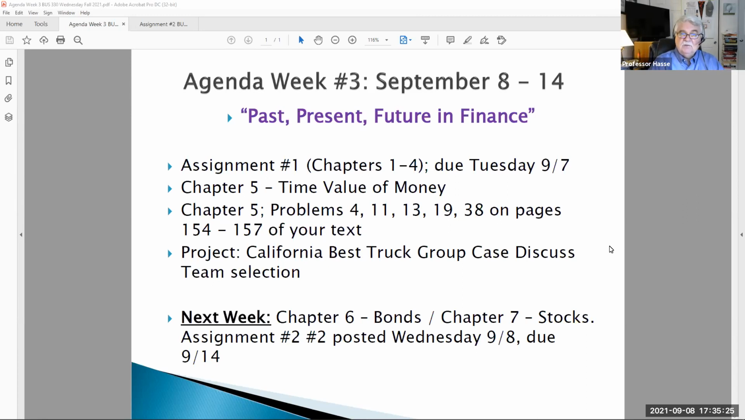So our topic this week is the time value of money, the present value and the future value of money. We have a spreadsheet to look at examples of that. I'll show you where that is in your Blackboard. You can either follow along with me or look at it later on because we have another assignment this week. Assignment number 2 is now posted to Blackboard and we'll look at that in a minute.